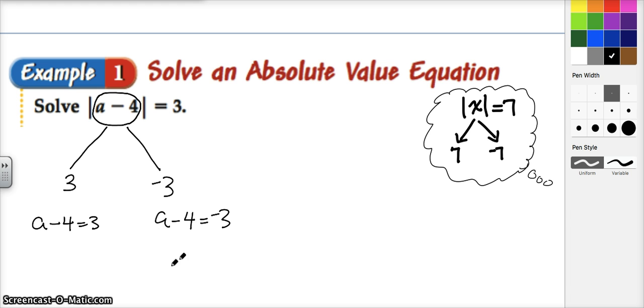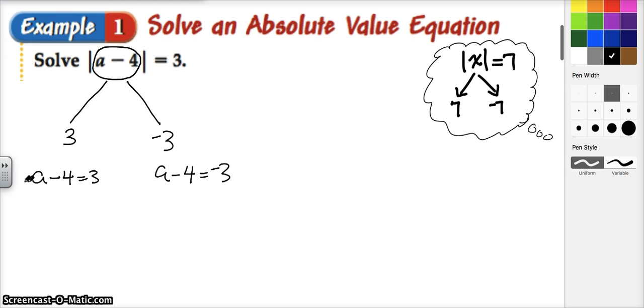So you have to do this. When you have an absolute value equation, you must consider the possibilities. And to do that, you would set up two separate equations because you're going to get two separate answers oftentimes. So I'm going to solve for a by adding 4 to both sides. And we see that a is either equal to 7, or when I add 4 to both sides in this other equation, I get that a is equal to positive 1. So these are the two answers that I get here.